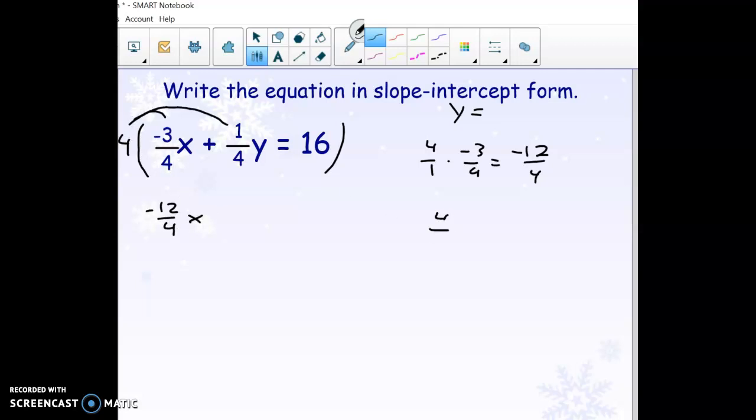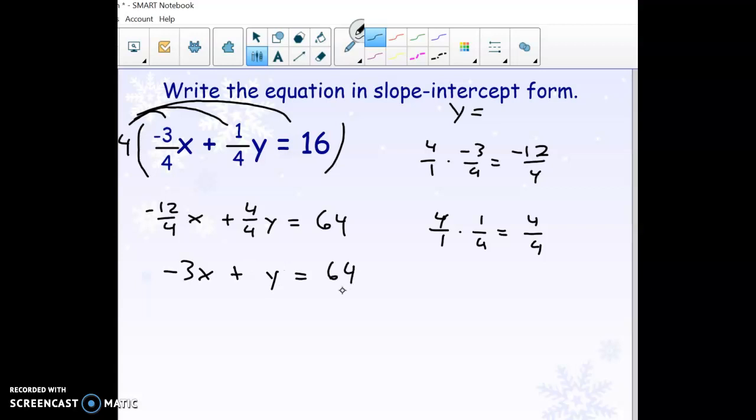Take 4 over 1 times 1 over 4. So we'll get 4 over 4. Multiply numerators and denominators. And then don't forget we also have to take this other side times 4. So that'll give us 64. Now these fractions actually reduce. So negative 12 divided by 4 is negative 3. And 4 divided by 4 is just 1. You don't really have to write the 1 there. You can if you want.